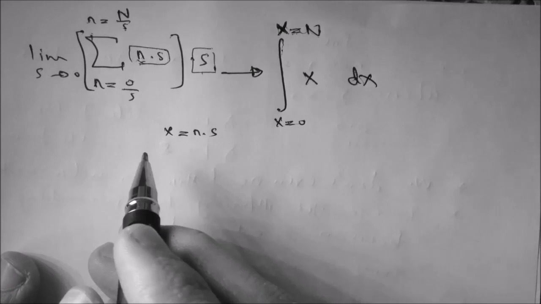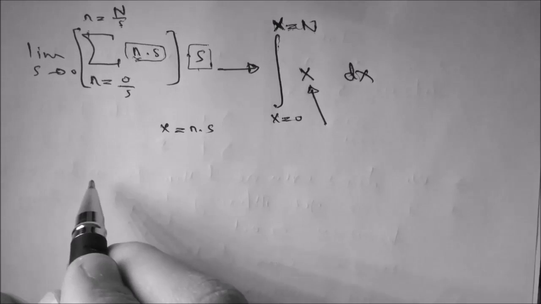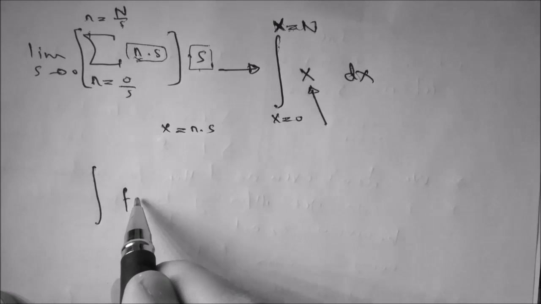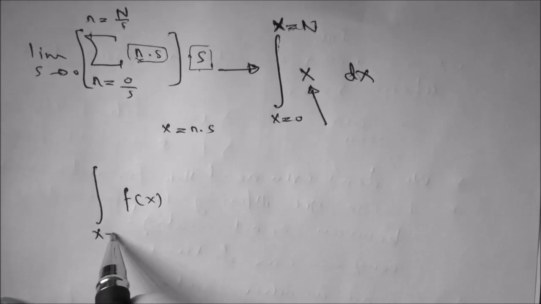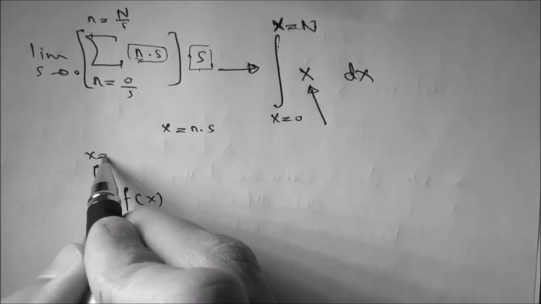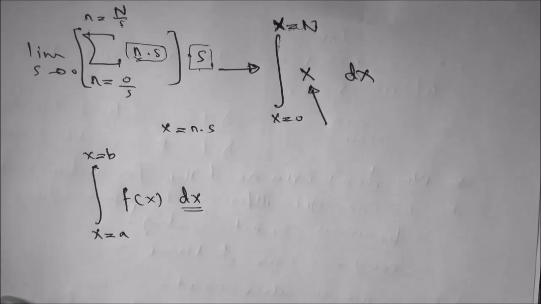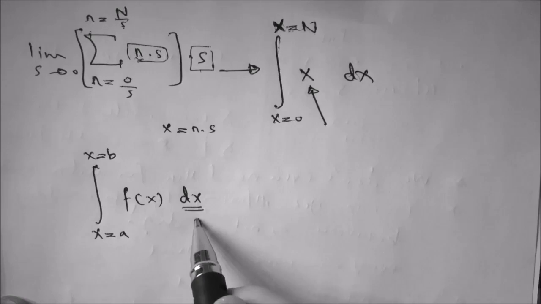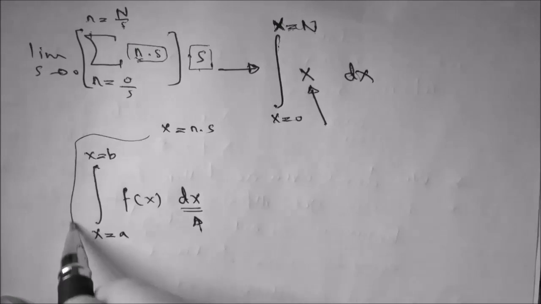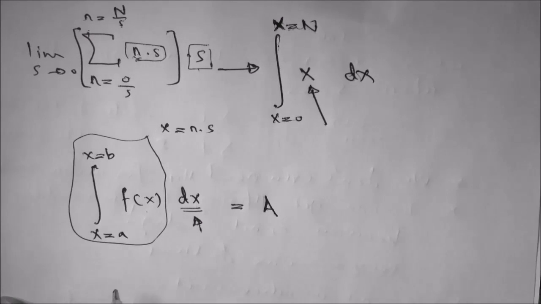So in general, we can find the area for a function, not only x, any other function. We have integration of f of x, starting from x equals a, any starting point, and ending with x equals b, of f of x times dx. This multiplication by this very small number will make this very large number converge into the area under f of x.